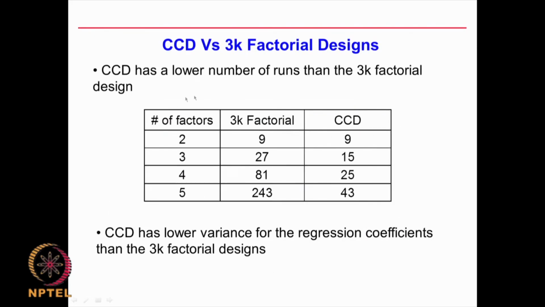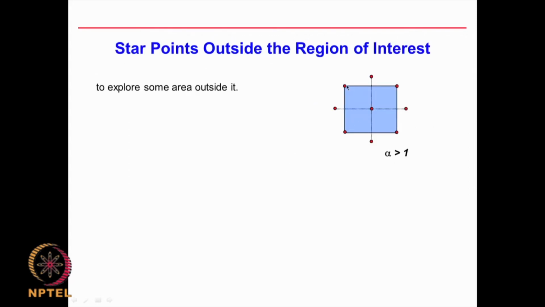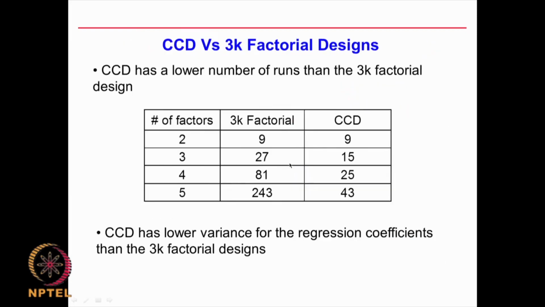If you compare it with your 3 to the k factorial design, for a 2 factor 3 level, 3 raised to the power 2, 3 into 3 is 9, CCD also will give you 9, that is for 2 factors. 1 2 3 4 5 6 7 8 9, right. So, the number of experiments is the same, but like last time I told you, if I am doing a factorial, I am looking at each factor only at 3 levels, right. Whereas, when I use a CCD, I am looking at each factor at 5 levels. So, I will get a better nonlinear relationship.